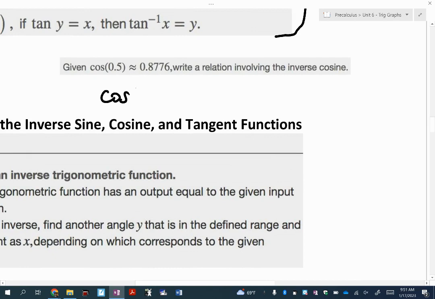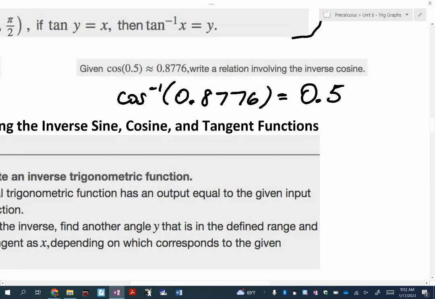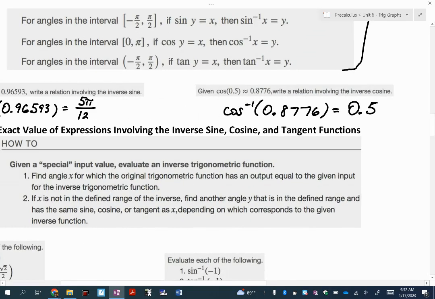So if I have cosine to the negative first power of my ratio, right? So always think, what is my trig ratio? It's this decimal, and that's equal to 0.5. All right, so just some basics for the notation that goes with this.